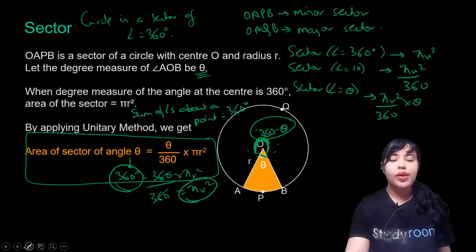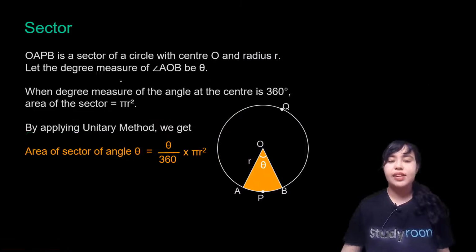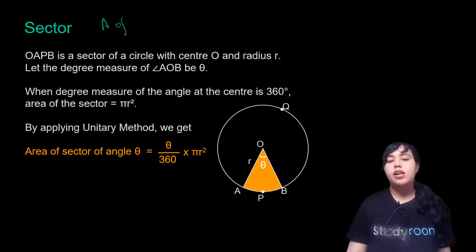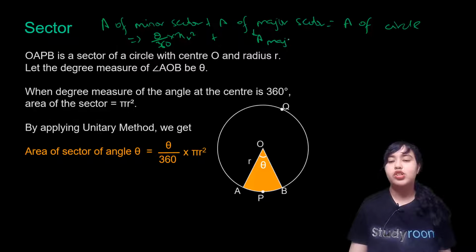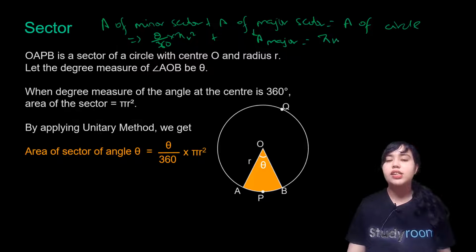Now let's do a quick calculation for the area of the major sector as well. So area of minor sector plus area of major sector will be what? Area of circle. I discussed that a couple of minutes ago as well. So area of minor sector we know is theta upon 360 into pi r square. This area we don't know, let me call this A major. What is the area of the circle? That is pi r square. So by that I get A major as pi r square minus theta upon 360 into pi r square.